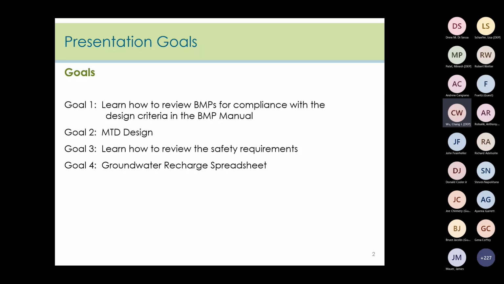In this presentation, I will talk about how to review BMPs for compliance with the design criteria in the BMP manual. And also I will discuss MTT design and also learn about the safety requirements in the stormwater management rules when you design a BMP. And also we will have some discussion regarding the groundwater recharge spreadsheets.